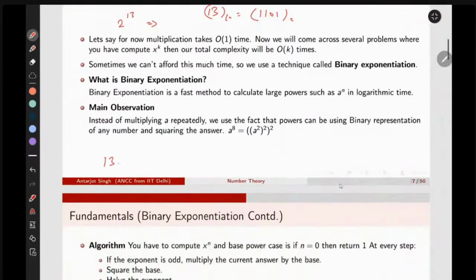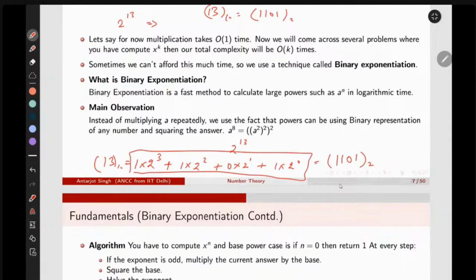13 can be written as 2 to the power 3 plus... oh sorry, this. This is just a binary representation of 13. So we have to compute 2 to the power 13. What we are going to do is write it in this form here.